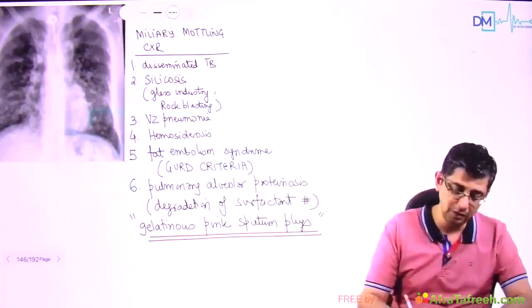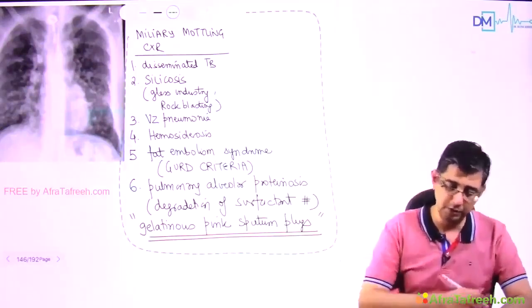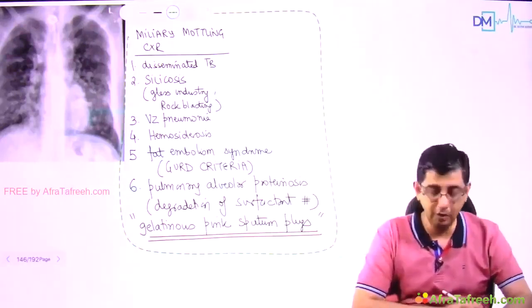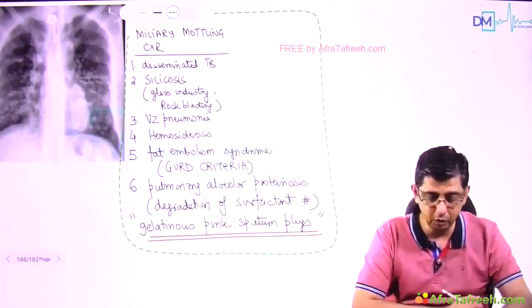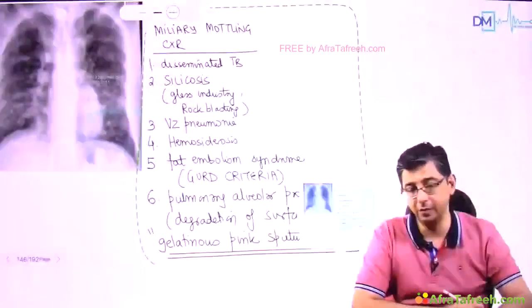This has to stay with you, even if you apply for a JR post anywhere in any hospital, they'll obviously give you an X-ray and say, okay doctor, tell me the causes of miliary mottling. So you should be anyway able to tell all these aspects that I mentioned before you.